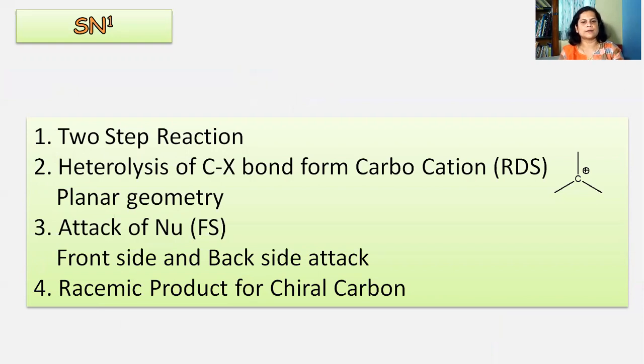First, formation of carbocation. Second, formation of product. The breaking of the bond takes place heterolytically. That carbon gets the positive charge, and the halide gets the negatively charged species. The carbocation has a planar geometry, so the nucleophile can attack the carbocation from both sides, the front side as well as the back side. And if that carbon in the SN1 mechanism is a chiral carbon atom, we get a racemic mixture.